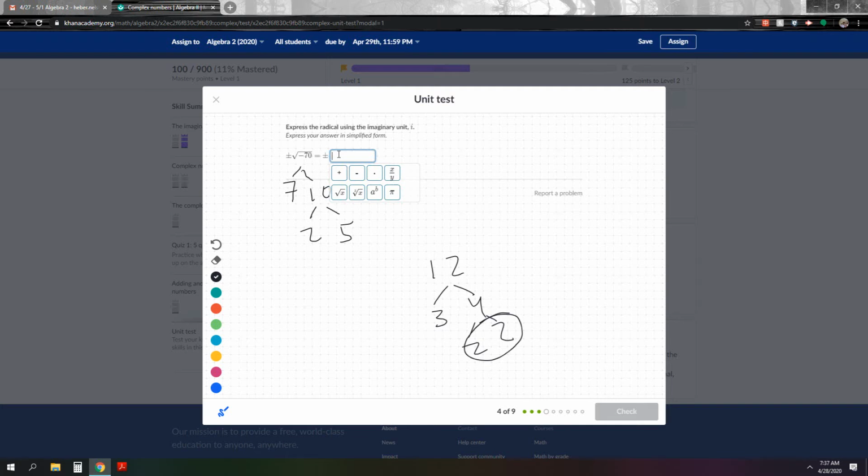We're going to pull the square root of negative 1 out front. That negative 1, the negative inside of there, I'm just going to put that in front as i. So now we don't have any kind of square root, and we still have the 70. We weren't able to simplify that at all. Check.